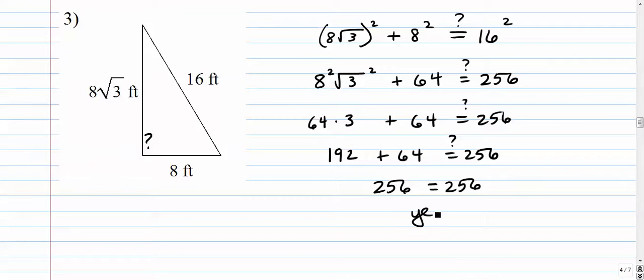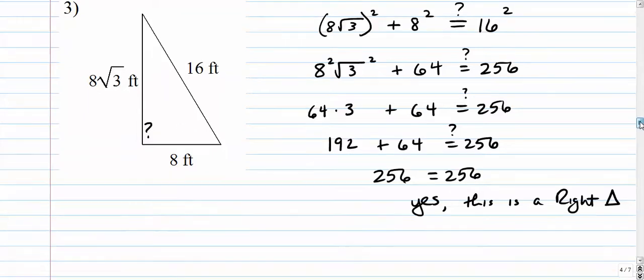So that's a good thing. Yes, this is a right triangle. Great. So again, that's the converse, when you're working backwards and you're asked to decide or figure out if that is a right triangle. Number 4.